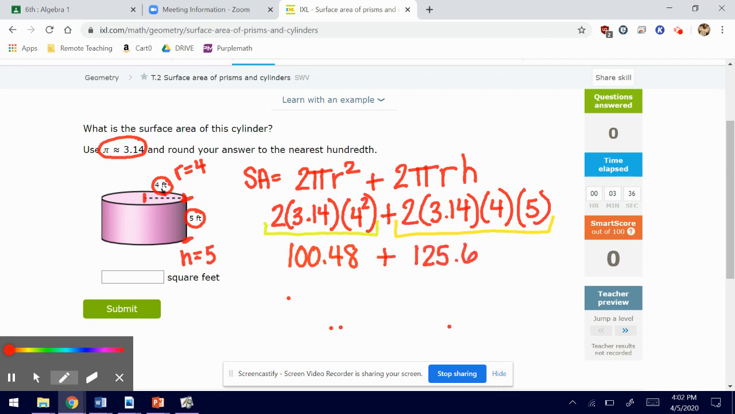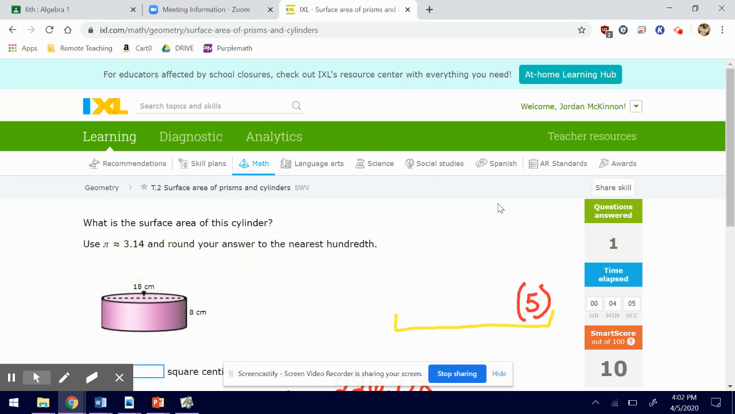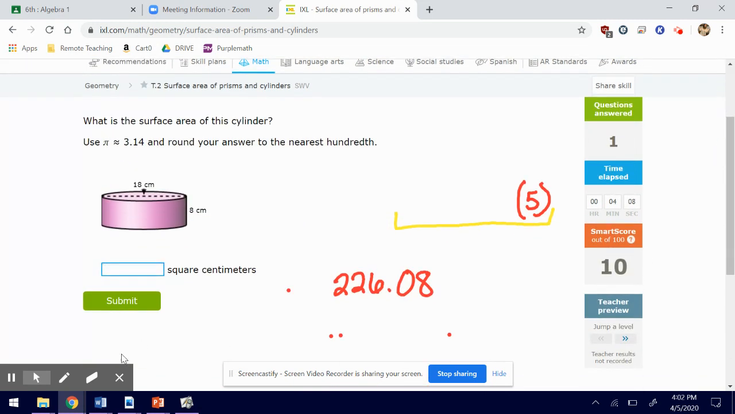So then I add these two together, 100.48 plus 125.6, and that's going to equal 226.08. And this said nearest hundredth, so 2 decimal places is okay. So now I'm going to type this in, 226.08. Wonderful. Okay.